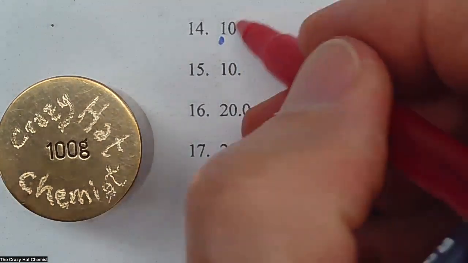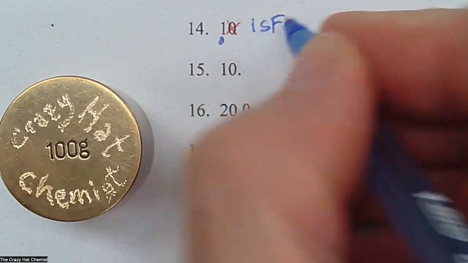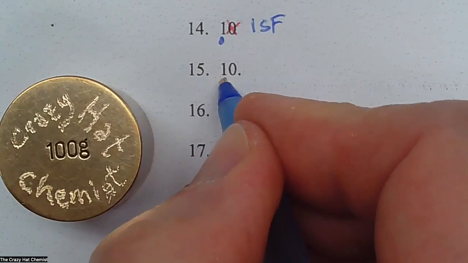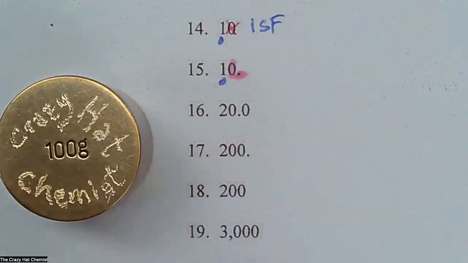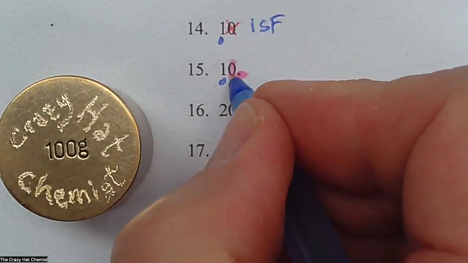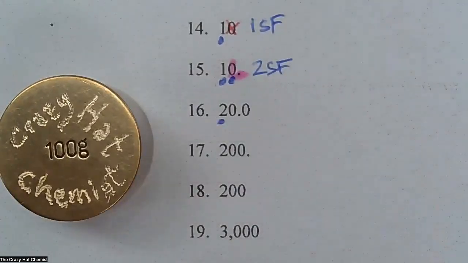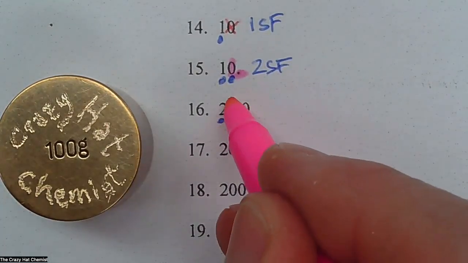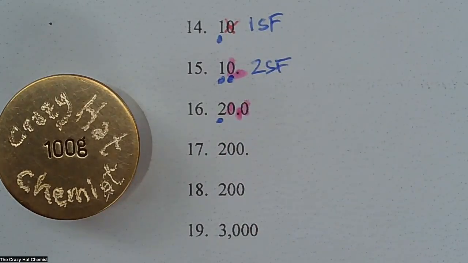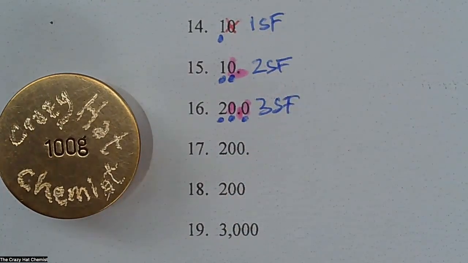Trailing zeros do not count unless there's a decimal in the number, so this is 1 significant figure. Non-zero integers always count. There is a decimal in the number, so that trailing zero counts. This is 2 significant figures. Non-zero integers always count. There is a decimal in the number, and trailing zeros with the decimal count. That means there are 3 significant figures.